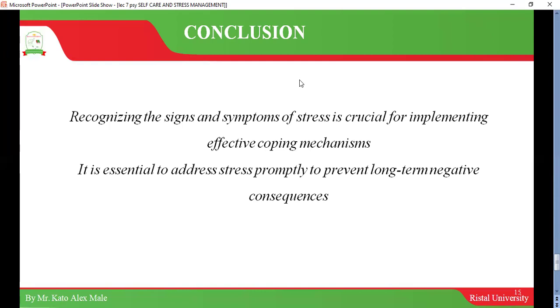In other words, in case you have a friend who is undergoing perhaps stress, you try to direct them on how they can access counseling and psychological services. I beg to stop here for today, and I guess it has been a wonderful lecture.